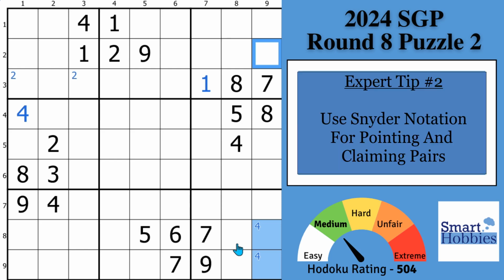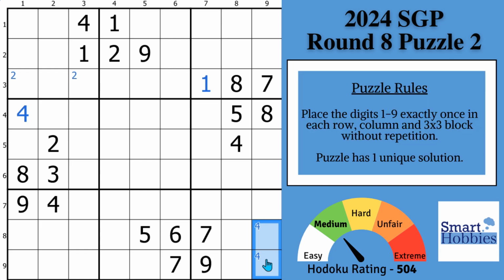All right, and that's part of my second tip. The second tip is to use Snyder notation for pointing and claiming pairs. I just showed you a claiming pair and a pointing pair. And this is like an extension of looking for hidden singles. Now you can use these Snyder notation marks to help you do that. Because of the 4 here, this 4, and the 4 in row 1, there's only one place we can put a 4 now in block 3, which is right there. And now you move on with the 5s.